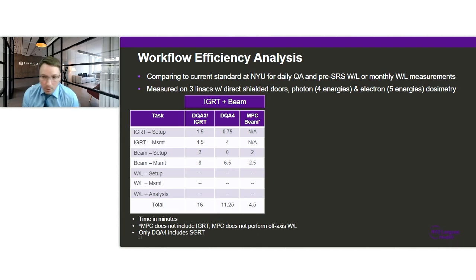For daily QA4, with added SGRT, which we don't currently do, that's now 11.25 minutes. So we saved ourselves about 5 minutes just switching to this phantom. If we look at MPC just outputs, not doing geometry, that takes about 4.5 minutes. So not quite as fast as MPC, but it's also not doing nearly as much that we're doing.